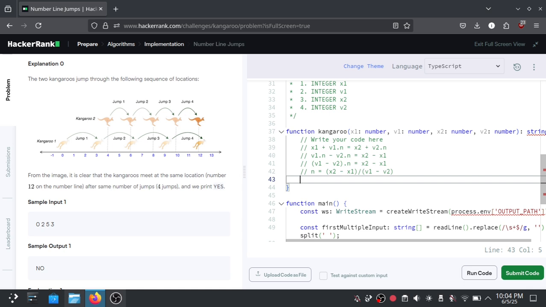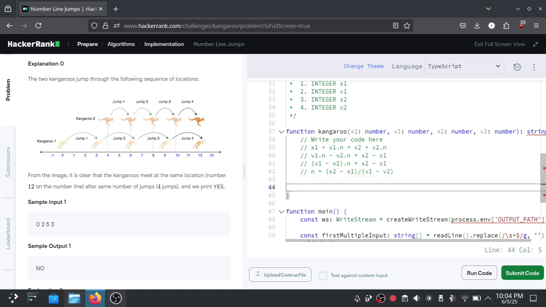And then without further ado, we also need to consider several things. They both need to have different velocities. Let's say if they have the same velocities, then they are going at the same pace, and we are not going to find their meeting point. So that is why we need different velocities between each Kangaroo.